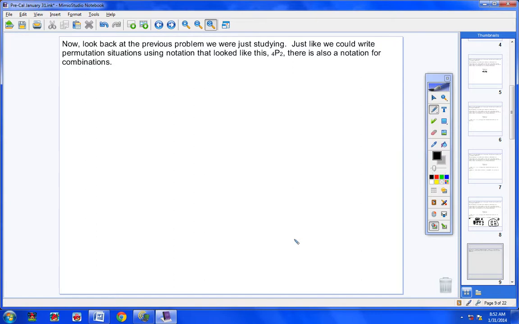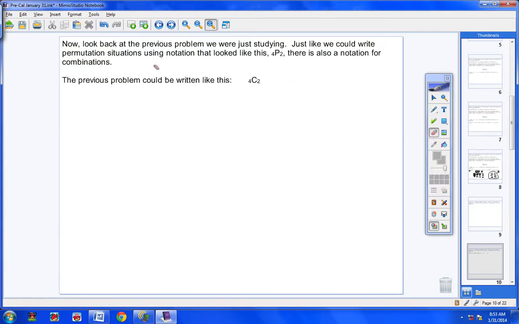Now, look back at the problem we just studied. Just like we could write permutation situations using notations like this, we learned that a couple of days ago. Remember what this means? It means you have 4 objects taken in sets of 2. Okay? Well, there's also a notation for combinations. The previous problem could have been written like this. Let's go back and look at it.